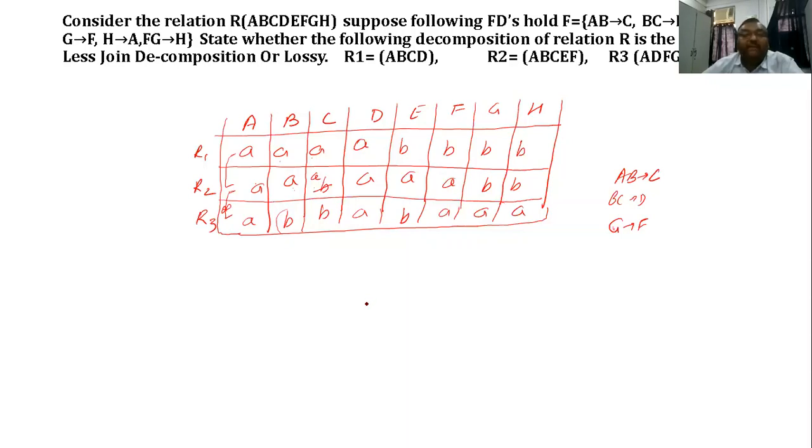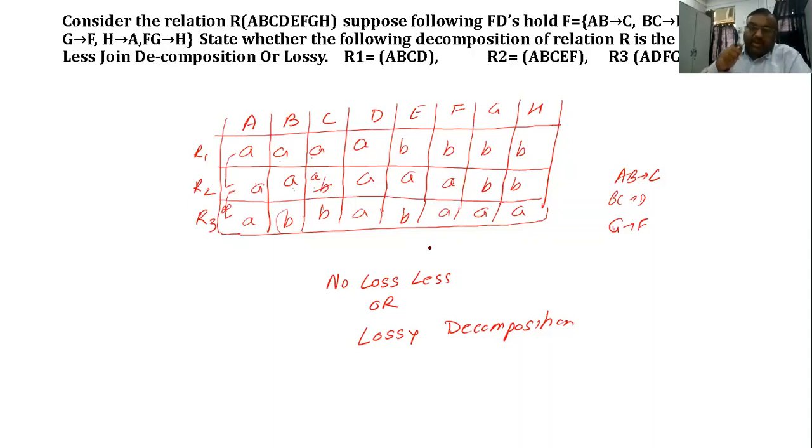Let me check again. Mm, yes, this is not possible. So here we can write this decomposition is not lossless, or in other words, we can also write it is a lossy decomposition. Because now it is not possible to make all A in any row. So simply we can write this is a lossy decomposition, right?